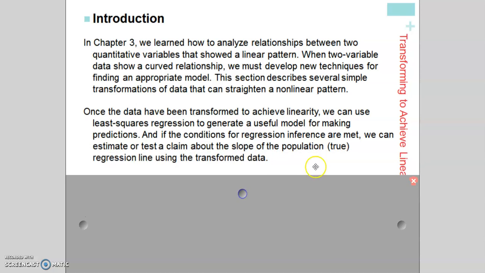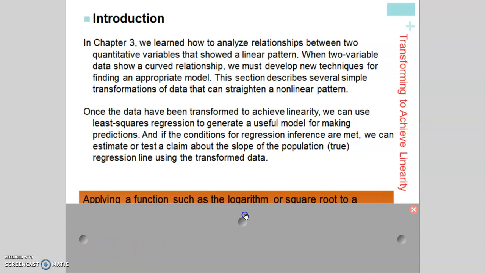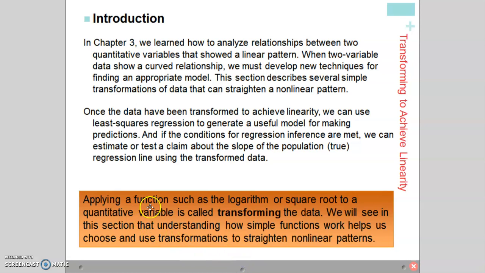And the way we're going to do that is by transforming the data. Once the data have been transformed, you can then use the least squares regression stuff we learned in 12.1, and we check the same conditions. So basically, we're going to focus on how you transform the data to achieve linearity. We're going to be looking at using math functions like logarithms and square roots and exponents to transform the data, and at how using those can help us make linear patterns out of nonlinear patterns.